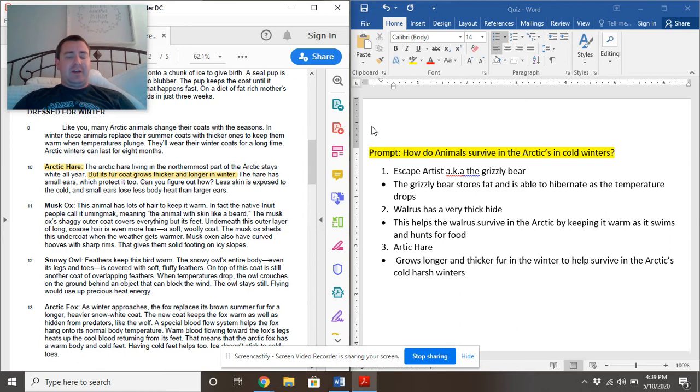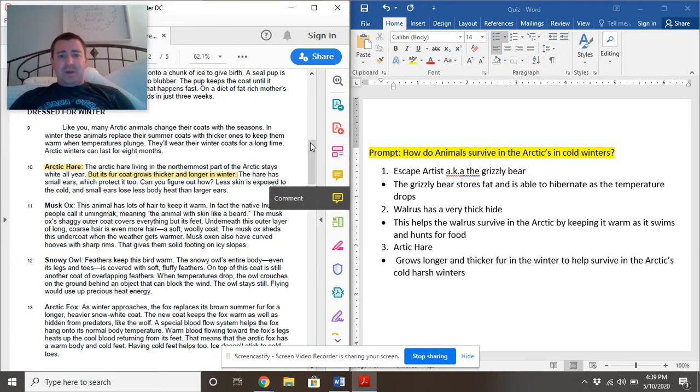Again, make sure you're marking up the text. My apologies. My computer's been a little wonky with clicking and stuff going on here. I'm not sure why. But again, make sure you're highlighting or marking up the text in some way so that you can actually answer the question, how do animals survive in the Arctic's cold winters?